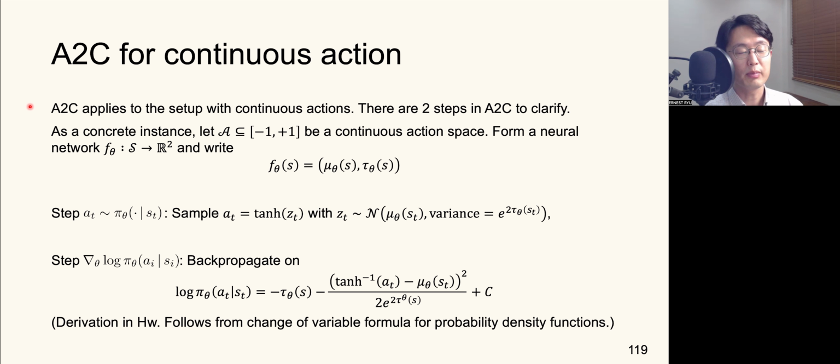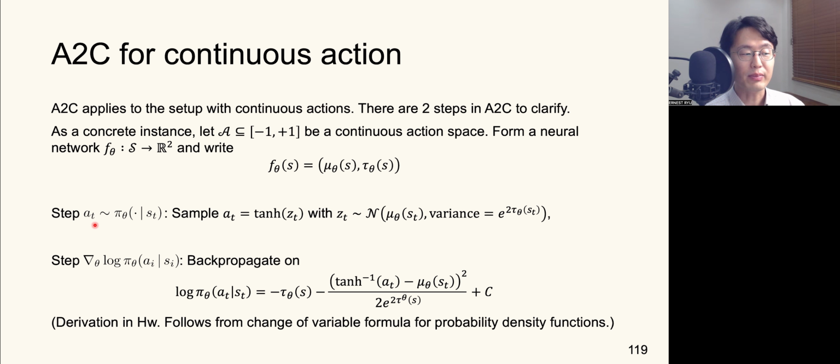Okay, so A2C can be applied for this kind of setting where you have continuous actions. To apply A2C to the setting, there are two steps that need to be clarified. As a concrete instance, let's assume that we have a scalar action, and that the action needs to be within -1 and +1, and it's continuous. Then what we can do is form a neural network that takes as input the state and outputs two variables, even though the action is only a scalar. So the neural network will output two numbers for each scalar, and we'll refer to the numbers as mu and tau. Then in order to perform A2C, we need to access the policy pi in two ways.